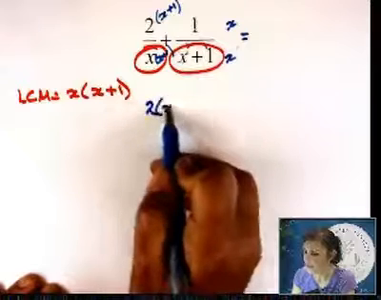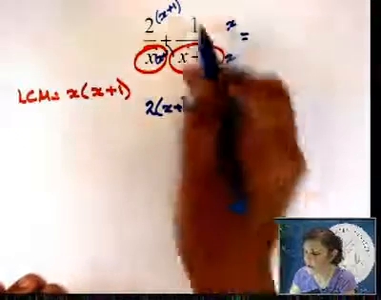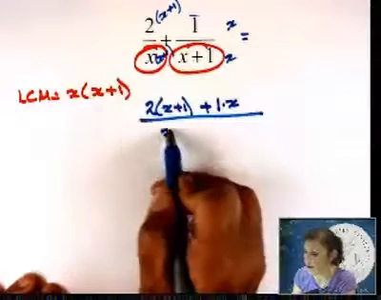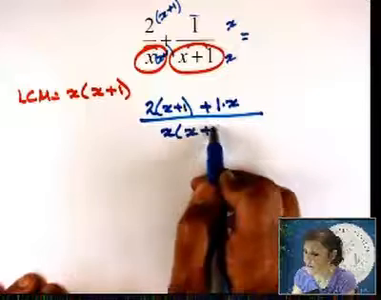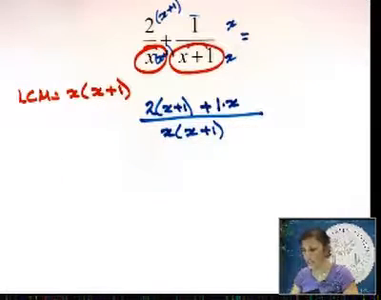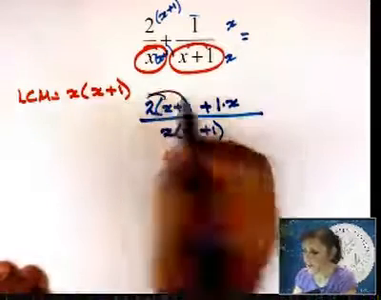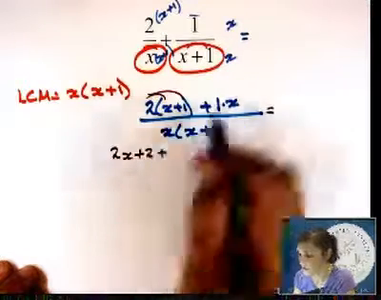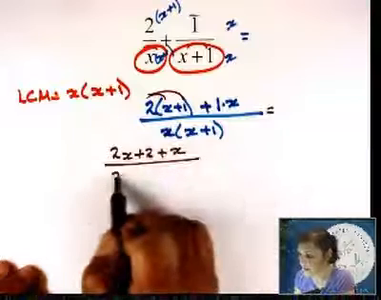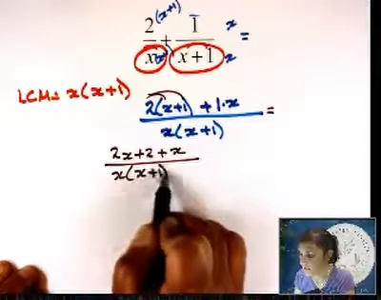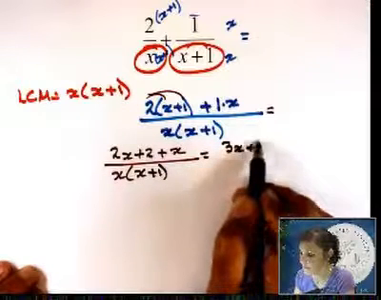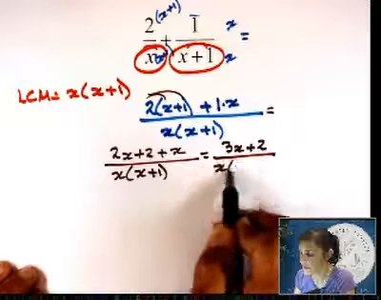Let's see what we have. I have a 2 times x plus 1 plus 1 times x over x times x plus 1. Very good. Now clean it up. Work this in. You're going to get 2x plus 2 plus 1 times x is x. Again, one more step. I have 2x plus x. That's 3x. And you have an x and an x plus 1.